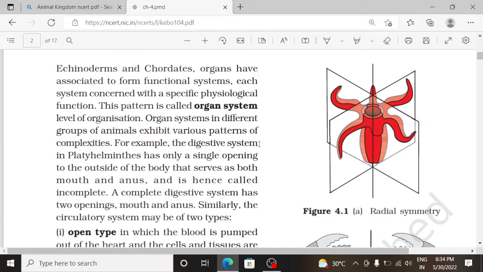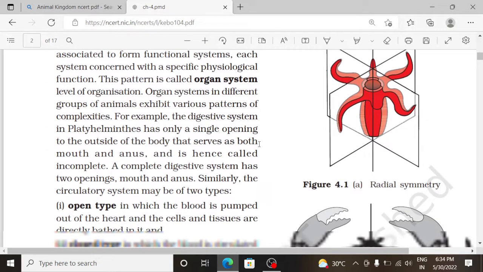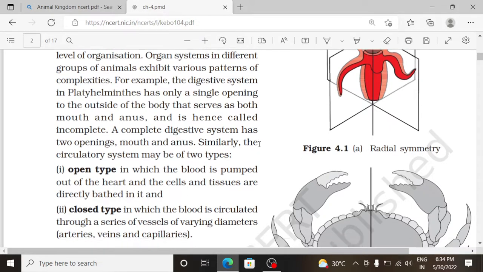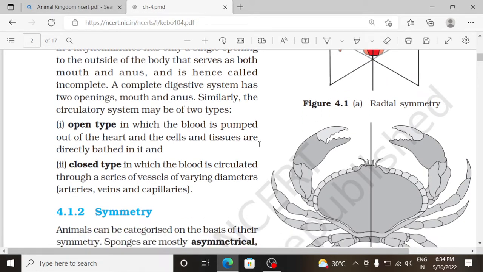For example, the digestive system in Platyhelminthes has only a single opening to the outside of the body that serves as both mouth and anus, and is hence called incomplete. A complete digestive system has two openings, mouth and anus. Similarly, the circulatory system may be of two types. Open type, in which the blood is pumped out of the heart and the cells and tissues are directly bathed in it, and closed type, in which blood is circulated through a series of vessels of varying diameters: arteries, veins and capillaries.